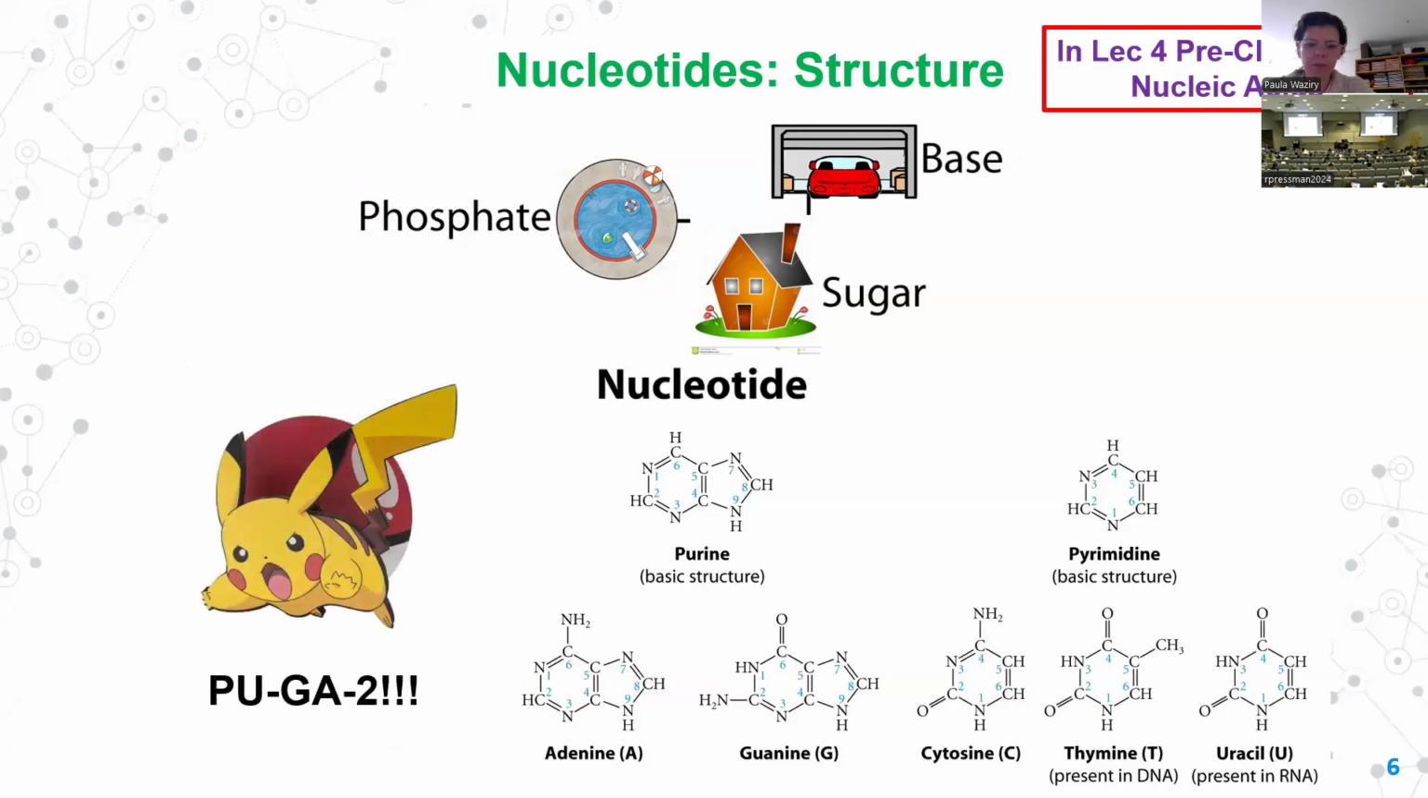So how are you going to remember which ones are your purines and which ones are your pyrimidines? I like to put this guy here, maybe Pikachu, but if I use Pikachu, then it doesn't make sense. So this guy here in my slide is called Pugachu. Okay, so purines are guanine and adenine, and they have two rings. Okay, so now you just have to remember the other ones have to be pyrimidines.